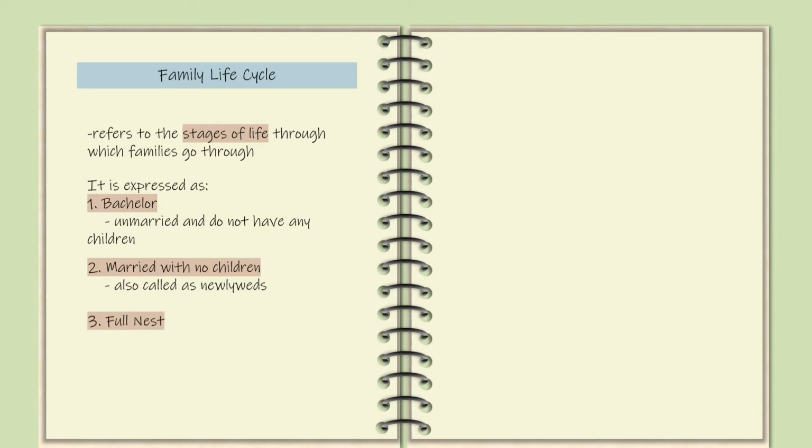Next is the full nest. It consists of parents and growing children. Full nest consists of three sub-stages. In full nest 1, it is the arrival of the first child. It is the stage where the parents decide if one parent will stay to take care of the child or if they will both work and buy daycare services.